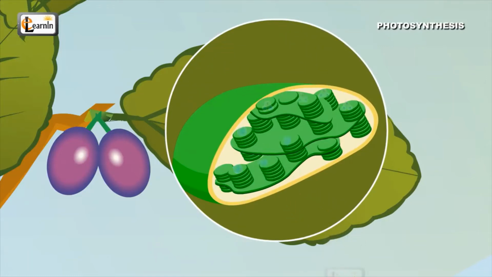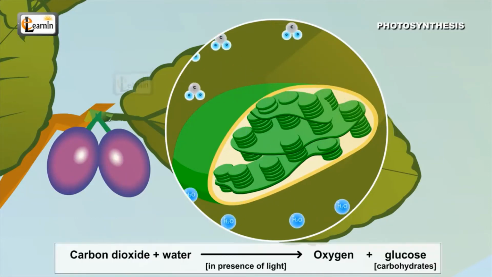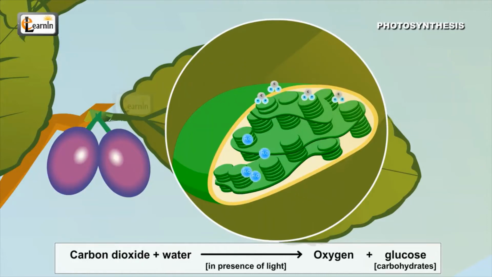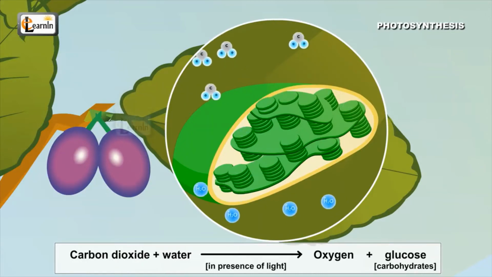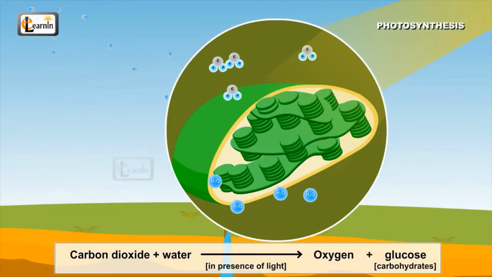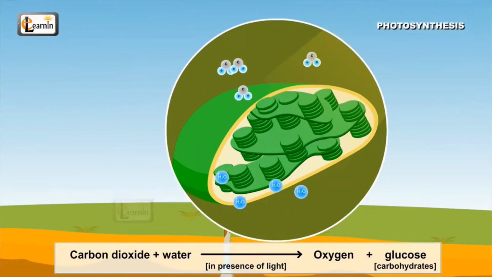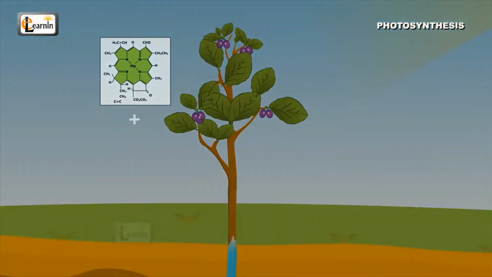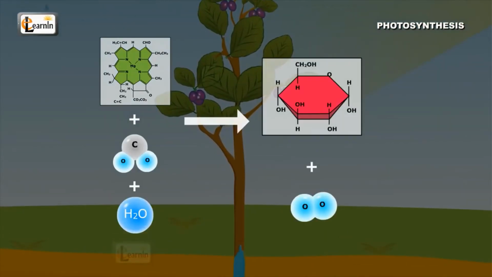Once the carbon dioxide and the water reach the chloroplasts in the presence of sunlight, the process of photosynthesis starts to take place. The following reaction takes place in the leaves of the plant during photosynthesis. Carbon dioxide plus water, in the presence of light energy, results in oxygen plus glucose or carbohydrates. The products formed are glucose and oxygen. Carbohydrates, which are a form of glucose, are synthesized from carbon dioxide and water. Glucose is used by the plants for their growth.